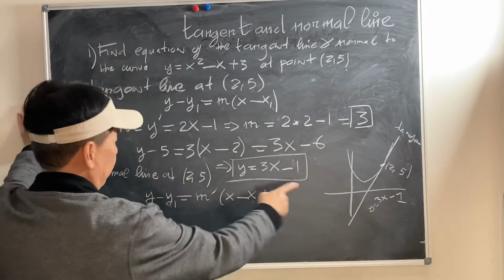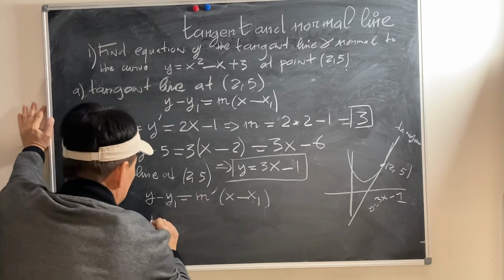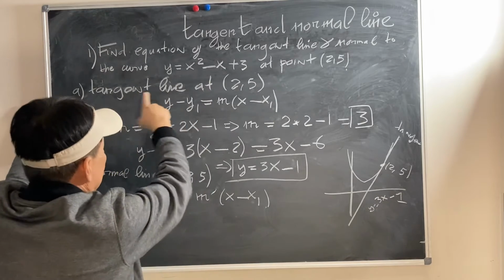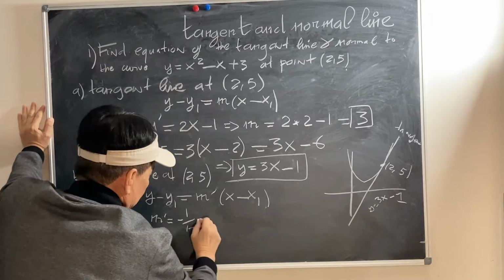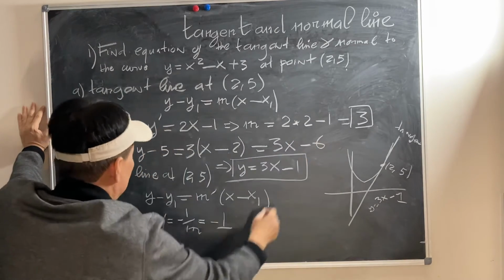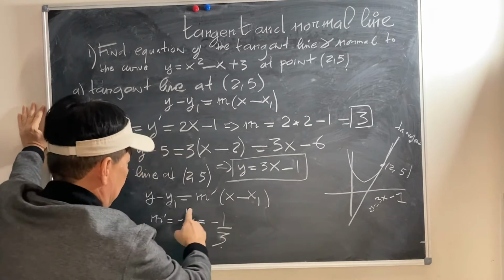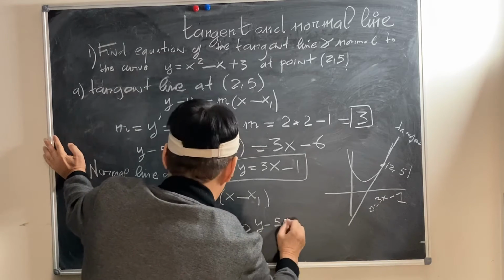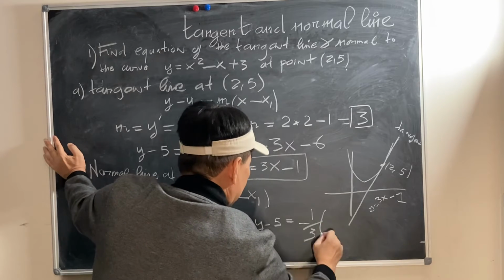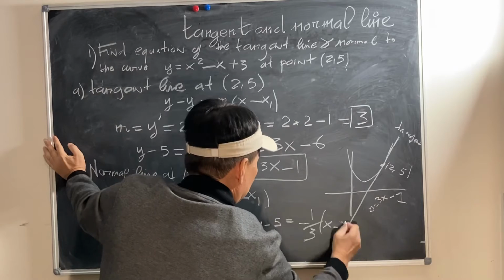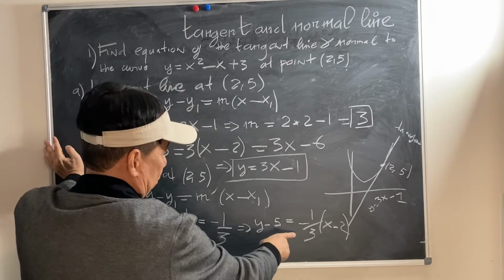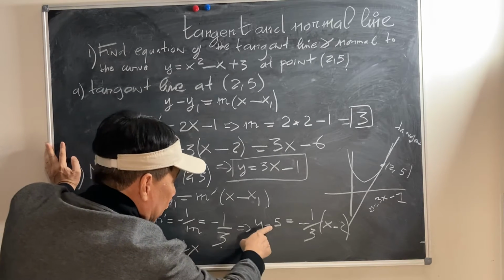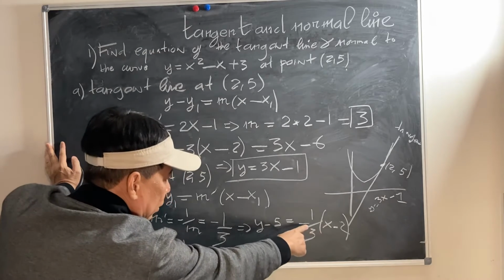Okay, so now we find m prime. Since the normal line is perpendicular to the tangent line, m prime equals minus 1 over m. Okay, so m equals 3, so m prime is minus 1 over 3. And we just substitute in this equation. So you have y minus y1, y minus 5, equals m prime, minus 1/3, times (x minus 2). Okay, so if you multiply and simplify it, then you have y equals minus 1/3 x, and minus 5 you move to the other side.